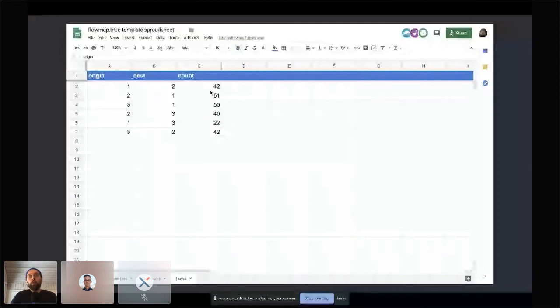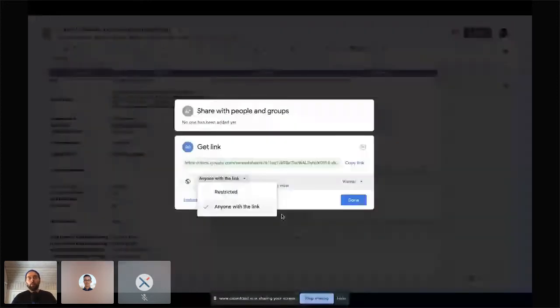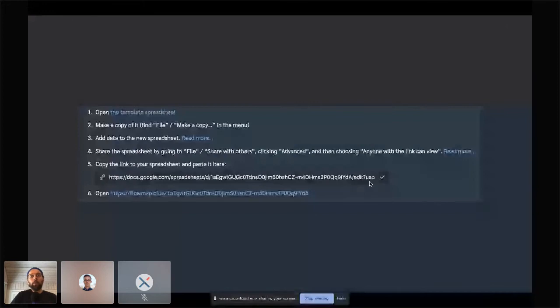Then you have to share the spreadsheet so that Flowmap Blue can get data from it. And then you paste the URL to this form, and you get the link to the spreadsheet, which is persistent. So you can share it, you can send it to somebody, and they will see the same flow map. Then if you open this link, you will see a flow map.